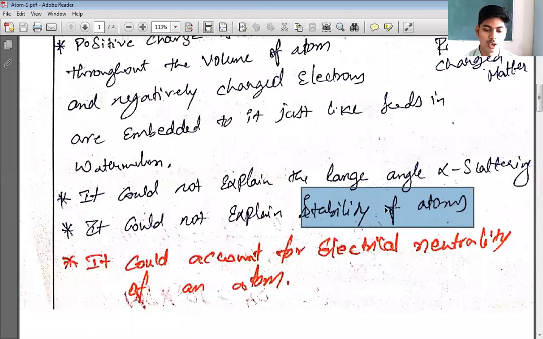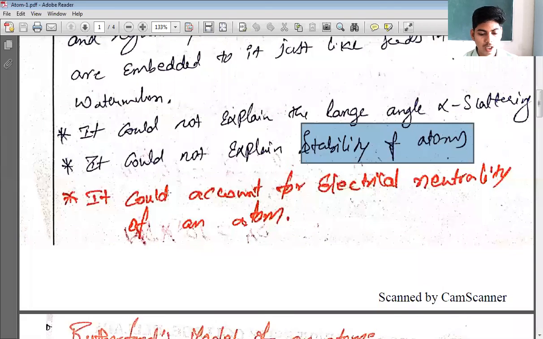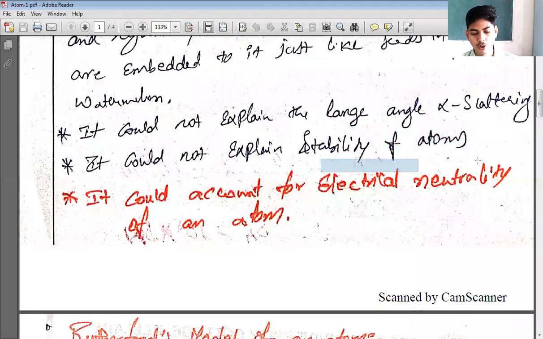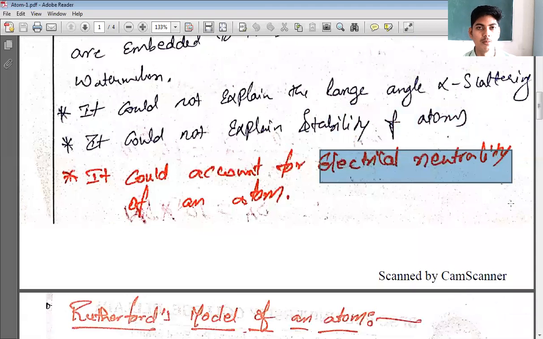So J.J. Thomson's atom model failed to explain large angle alpha scattering. J.J. Thomson's atom model failed to explain stability of an atom, so it was discarded. The only success of J.J. Thomson's atom model is it could account for electrical neutrality of an atom. We know that an atom is electrically neutral. J.J. Thomson's atomic model could account for electrical neutrality of an atom.